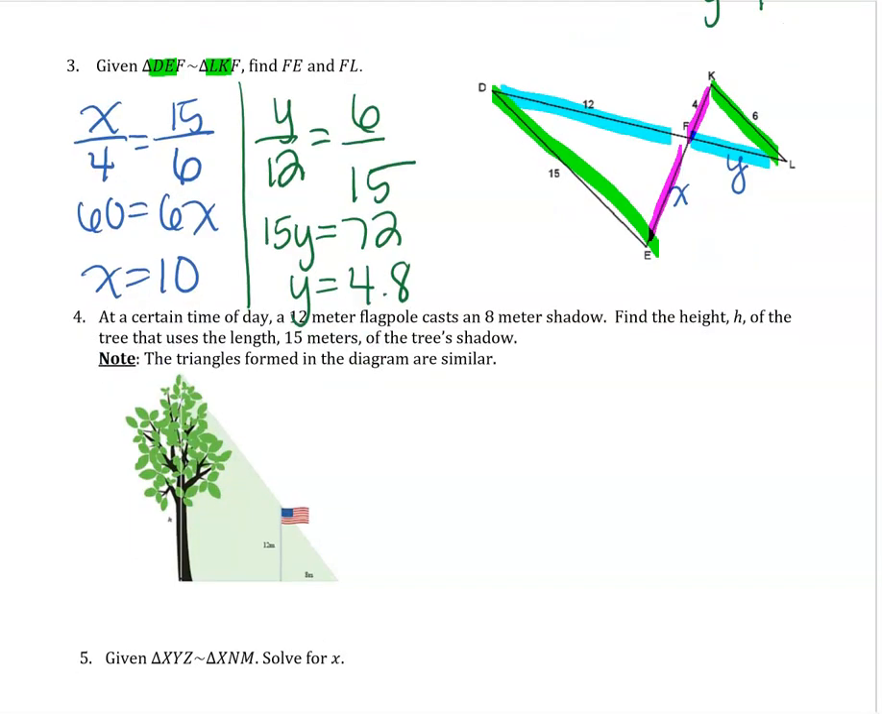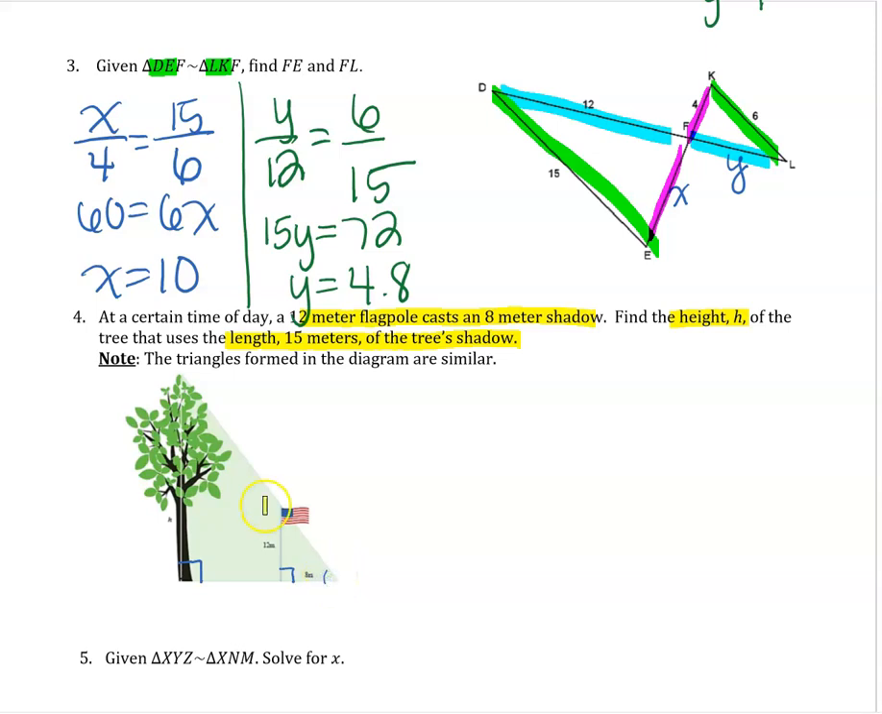All right, number 4. At a certain time of day, a 12-meter flagpole casts an 8-meter shadow. Find the height h of the tree that has a shadow length of 15 meters. Note, the triangles formed in the diagram are similar. Now, whenever we talk about heights of trees, we're assuming that these are perpendicular. So that's where the right angles are coming from. And technically, between the big triangle and the small triangle, they have a shared little angle down there.